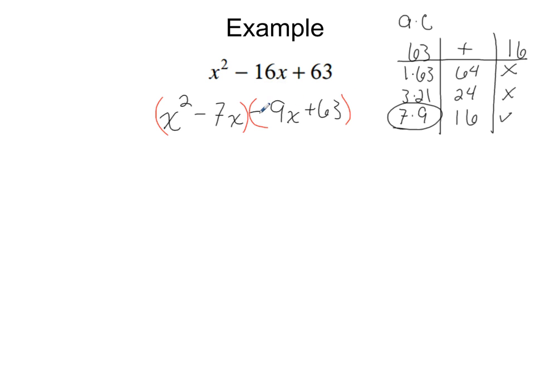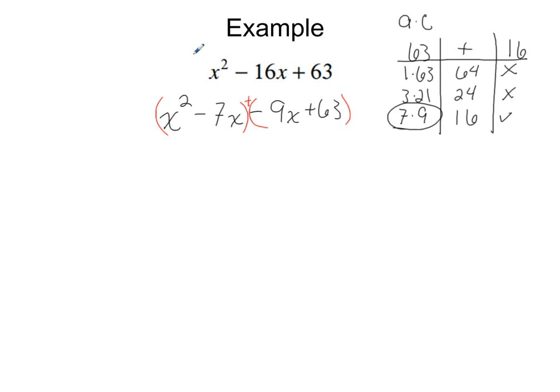Now, I do put parentheses to make sure this negative goes with the 9x there. But I'm still adding these things. So I'm adding a negative 9x plus 63 here. All right, that's just a little technicality there that I like to include just to make sure you're not changing anything. This is not multiplying now.